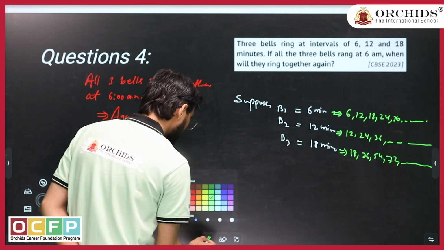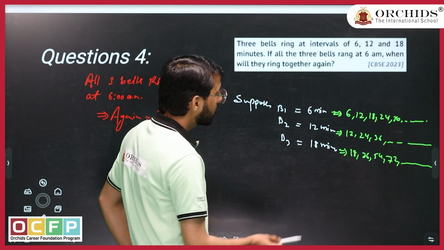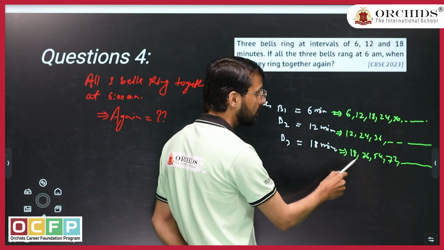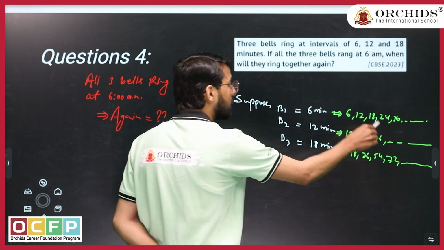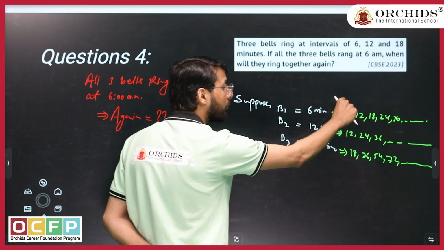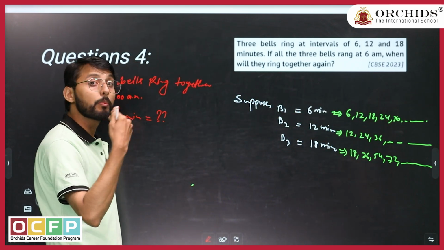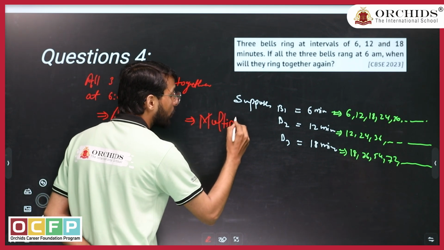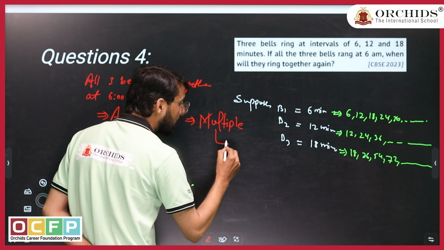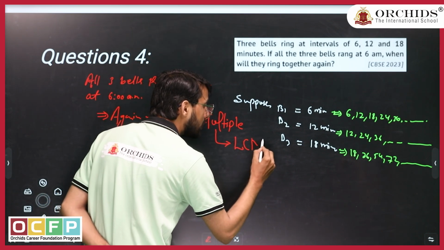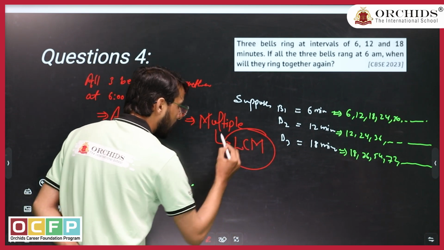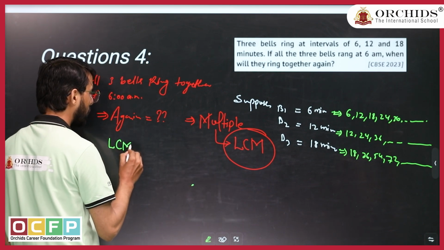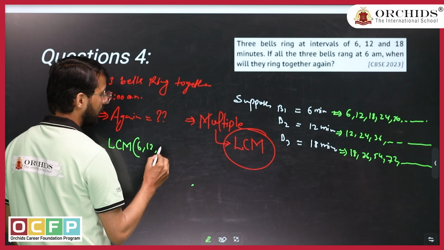Now what is the time when all 3 are ringing together? Can you see that 6 is present here but not here, 12 is present in these 2 but not here, 18 is present in this 3 but not here. So what are we going to find? Some bigger number from the given point. When you are going for the multiple of some number, we are going for the multiple, not for the factor. Multiple means LCM, and we know how to find the LCM of 3 numbers. It means we have to find the LCM of 6, 12, 18.